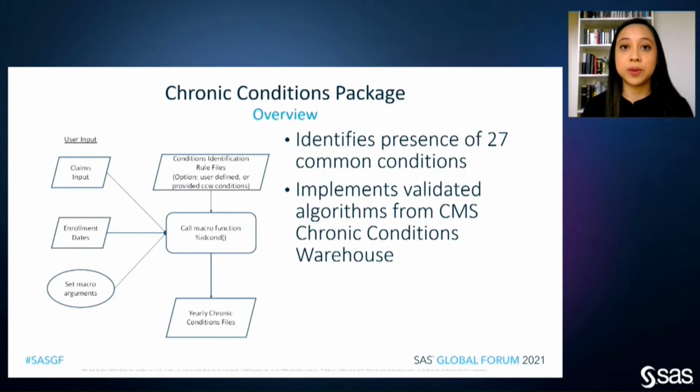As a brief overview, we identify the presence of 27 common chronic conditions, which I'll be showing on the next slide. As I already mentioned, we implement validated algorithms from the CMS Chronic Conditions Warehouse, which I'll refer to from here on out as the CCW. The CCW does not publish its code for the algorithms, so we've replicated them in SAS. However, you can request the data directly from the CMS, and they will provide you data for the Medicare beneficiaries on who has each condition.